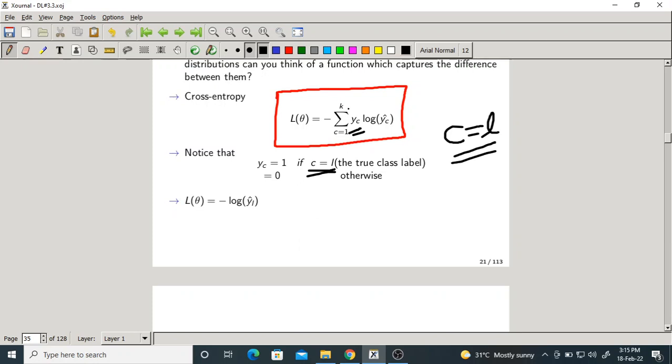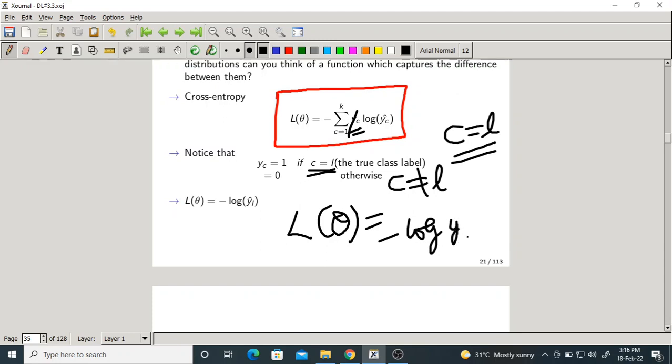If C equals L, what happens to L of theta? All other terms are 0, because they are 0 otherwise, when C is not equal to L. If C equals L, YC equals 1. Obviously, the summation can be removed. You can write minus log YL hat. This is your loss function. It is very simple compared to the sum of the squares of the error. Correct?